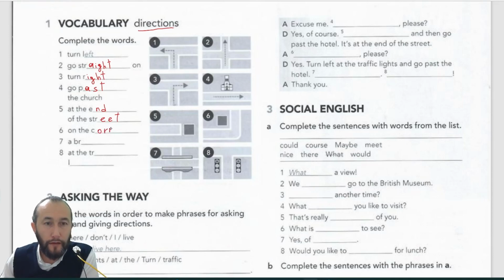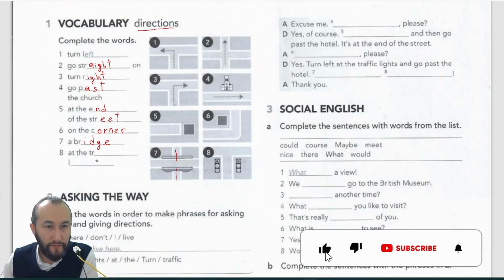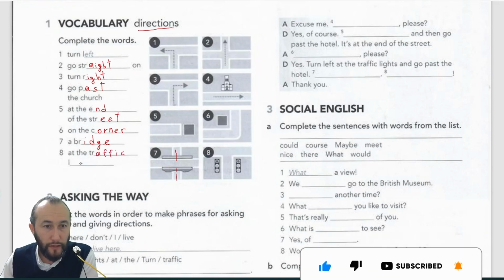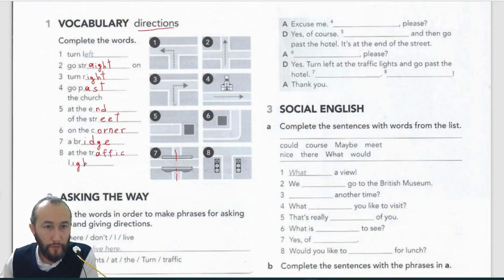CORNER, on the corner. 7, that is bridge, guys. That's a river. And that's bridge on the river. So a bridge. BRIDGE. Bridge. And number 8, we can see like traffic lights here. 2 traffic lights. So at the traffic lights. So TRAFFIC, traffic lights. So LIGHTS. That's it. So exercise 1 is done.